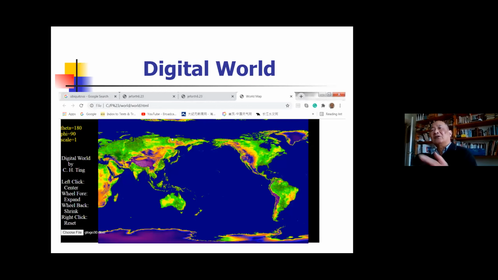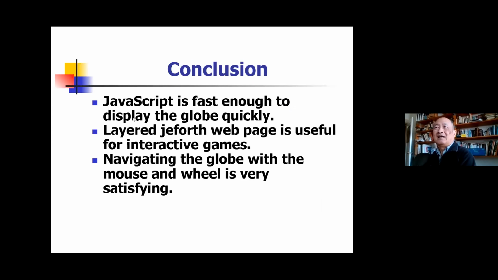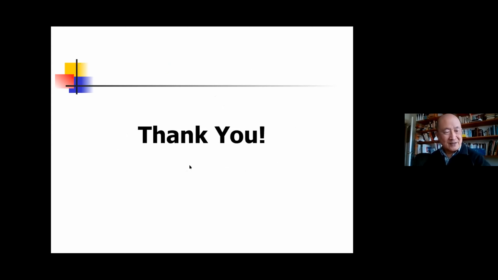Okay, since I have all the data arranged this way, I was making another program called a digital world, which will just display the whole flat earth. And JavaScript is fast enough to display the globe quickly. Layered jeforth web pages are useful for interactive games. Navigating the globe with the mouse and wheel is very satisfying, especially when the JavaScript is fast enough to provide all the images interactively. Thank you very much.